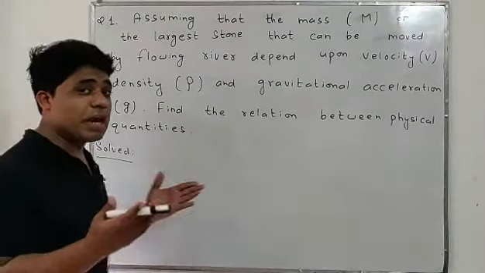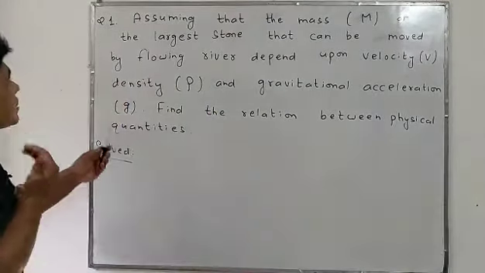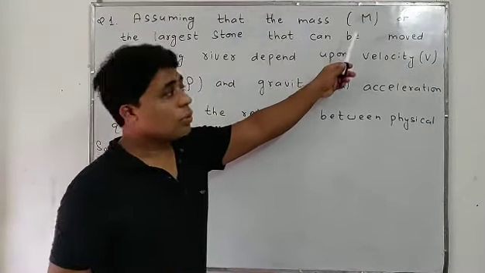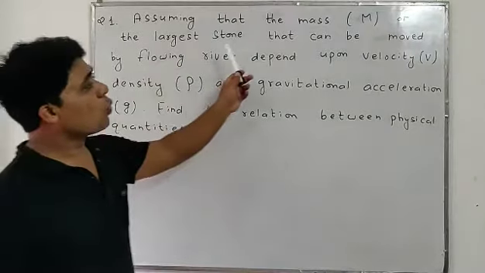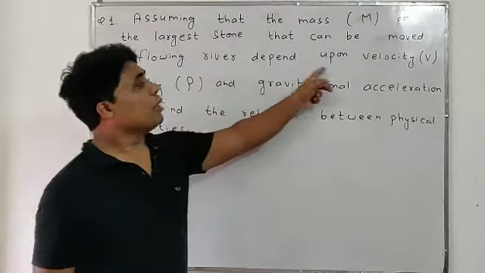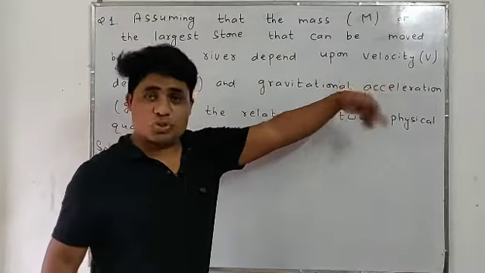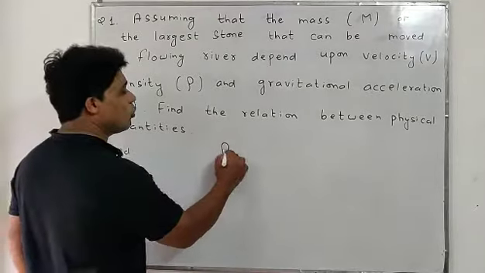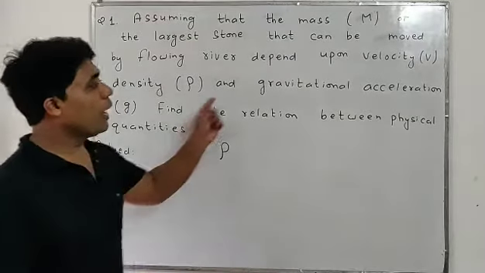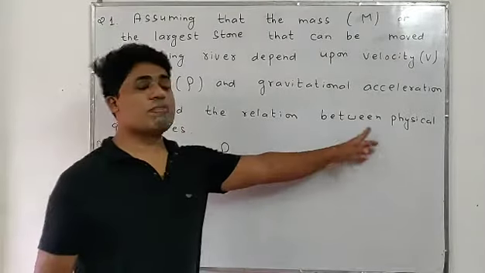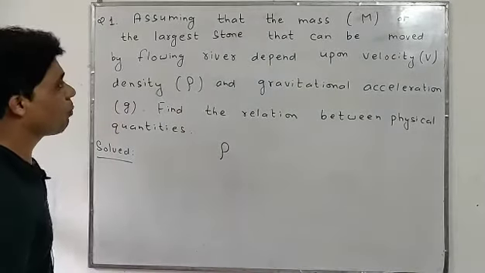First of all, I'm going to explain the language of this question. See students, assume that the mass m of the largest stone that can be moved by a flowing river depends upon velocity v, density rho, this sign is said to be rho, and gravitational acceleration g. Find the relation between these physical quantities using the dimension formula.